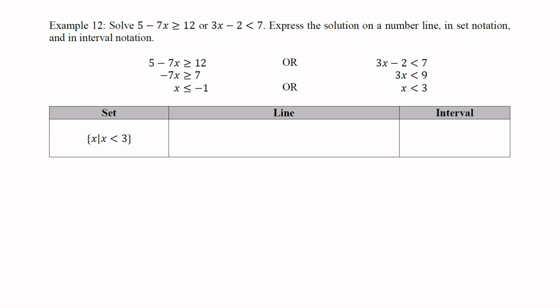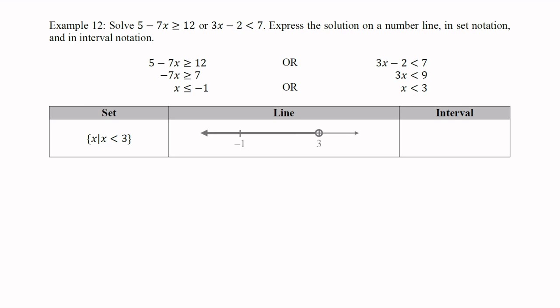Now, if we drop it into set notation, we have some redundancy here because we want to include everything between the two inequalities. Well, x is less than 3 includes the entirety of x is less than or equal to negative 1. So we don't need the first statement. We only need the second statement to give us our set notation solution.